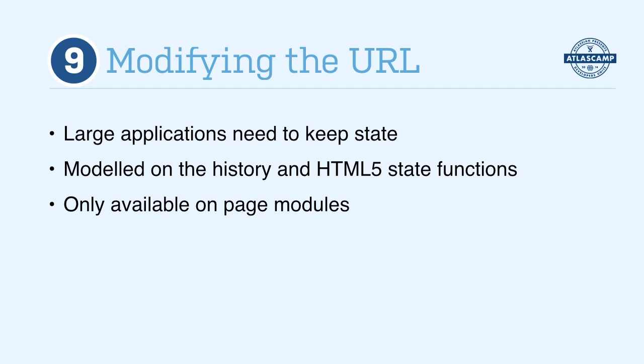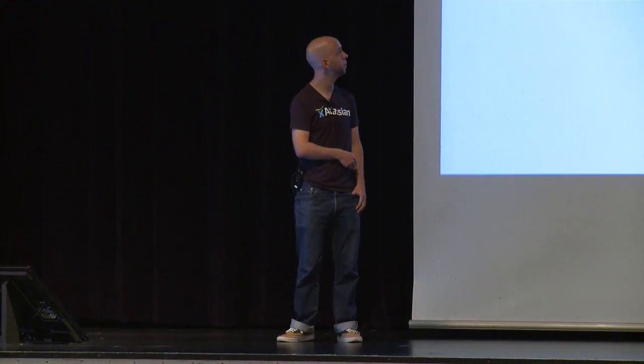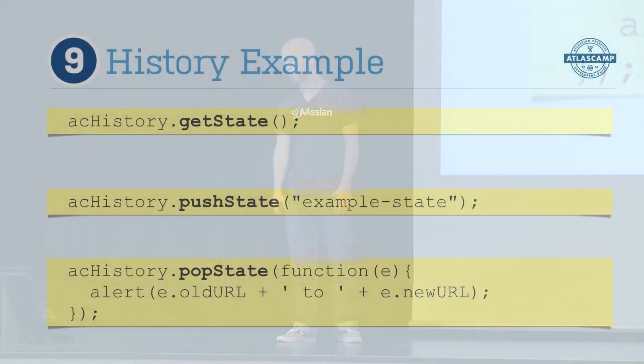We can't expect people to click through 5 or 6 different links to get to the same place as someone else. We modeled it around the HTML5 history API. If you've used pushState and popState, you'll be familiar with this. We support go, back, and forward, but it's only available on page modules. And this is because if you had web panels and there were 5 or 6 add-ons on a page, which we hope there will be, if they're all trying to change the URL, we're going to end up in a bad state. So here's a quick example of what some of those calls look like.